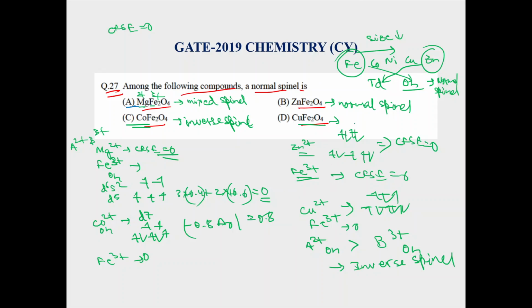So this is also inverse. So among the given options, we can see that only in option number B, that is ZnFe2O4, we are getting a normal spinel structure. So therefore, the answer to this question, that among the following compounds, which one will have a normal spinel structure, will be option number B, that is ZnFe2O4. So option number B is the correct option. Any doubts?